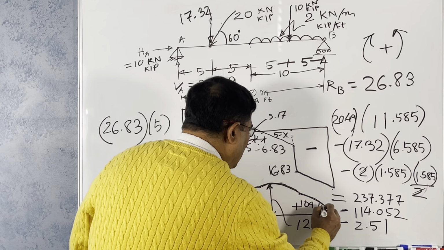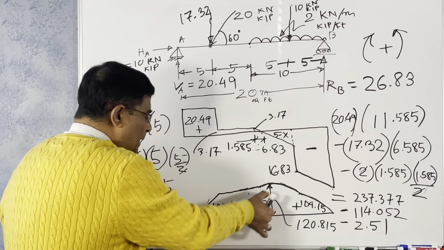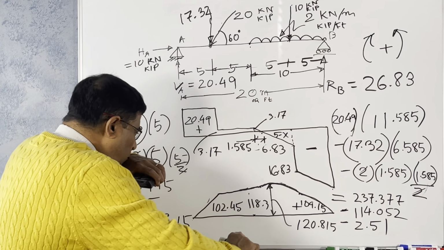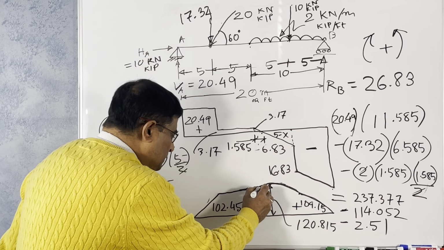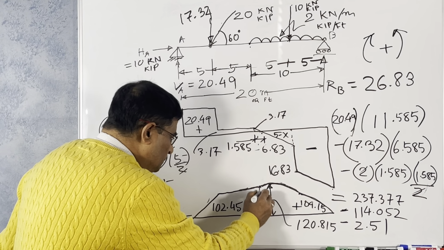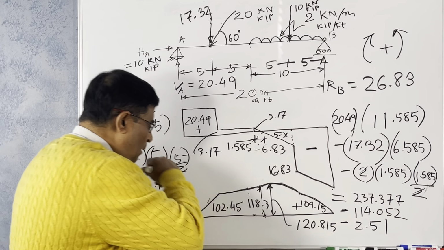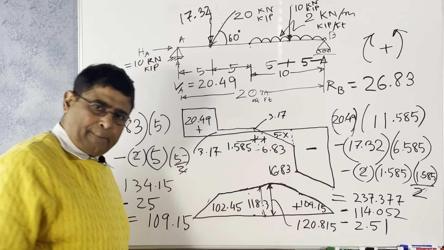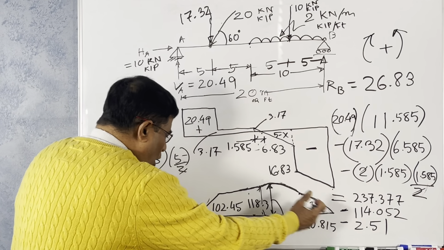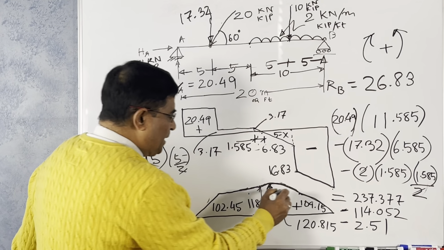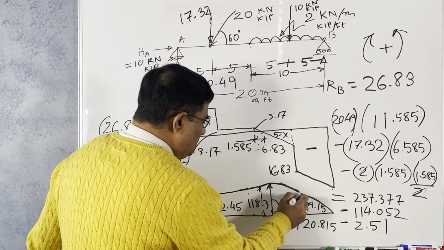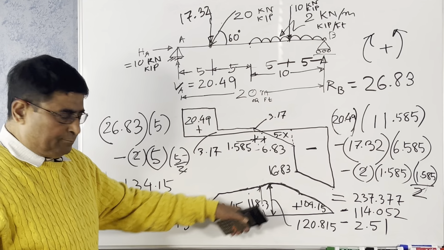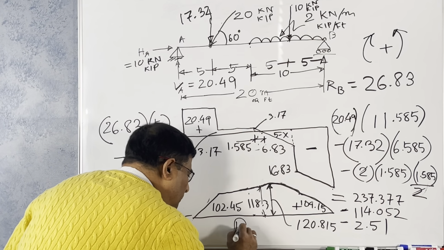So this value is 109.15. See, this is less than that 120.813. This is higher than this value. So this is the maximum. This is your bending moment diagram, all positive. There's a crease there because of the concentrated load. So this is your BM diagram.